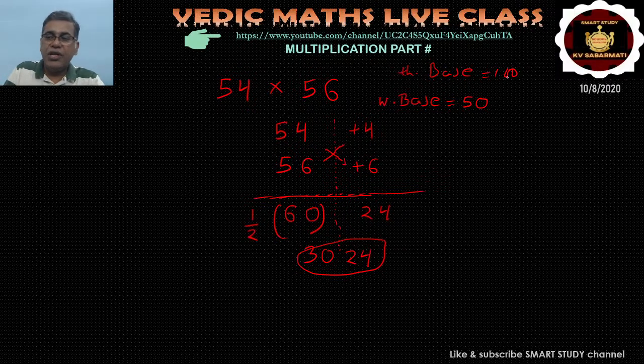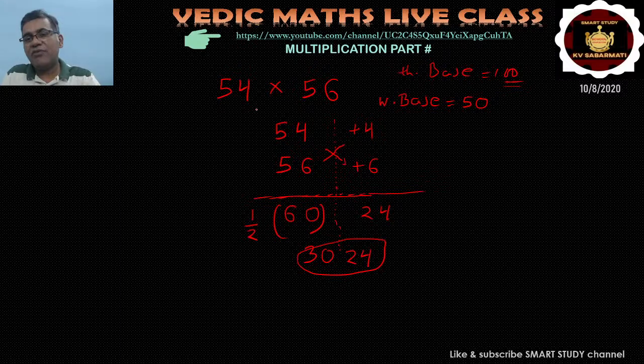Since the theoretical base is 100, that means two zeros are there. Two zeros means in the right-hand corner we will keep 2 digits. If the theoretical base is 10, then we will keep only one digit. If it is a 100 theoretical base, then we will keep 2 digits. If it is 1000, then we will take 3 digits. That thing little by little you will get clarified. So I hope that this part is clear.